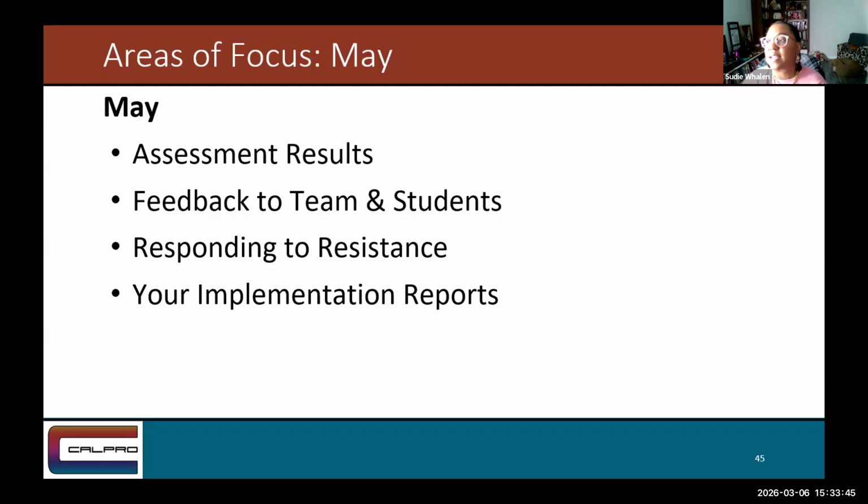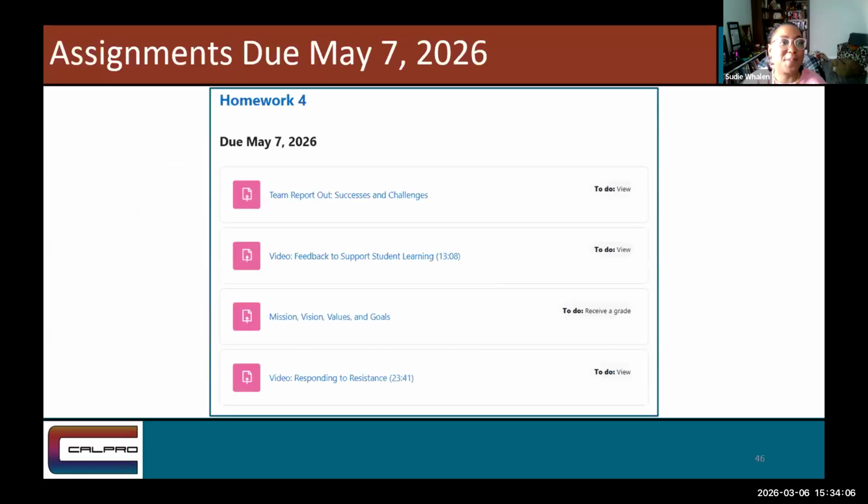In May, we're going to focus on assessment results, feedback to team and students, responding to resistance. I have a feeling that that's going to be important for a few of us. And then your implementation report outs based on your SMART goal, and you'll be sharing out on how things are going. The responding to resistance activity is super fun and a little bit funny, but also helps you learn a bit more about different personality styles.